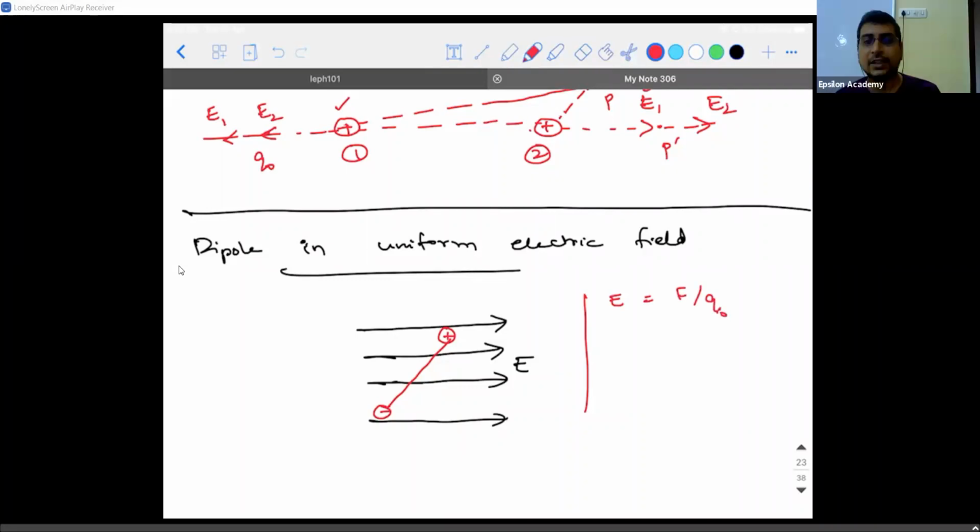Am I clear with this? The definition of electric field is the force between a source charge and the test charge divided by the magnitude of the test charge. So can I write F is equal to q naught into E? This is a very, very important expression. There are two ways to calculate force in this chapter. One is using Coulomb's law.